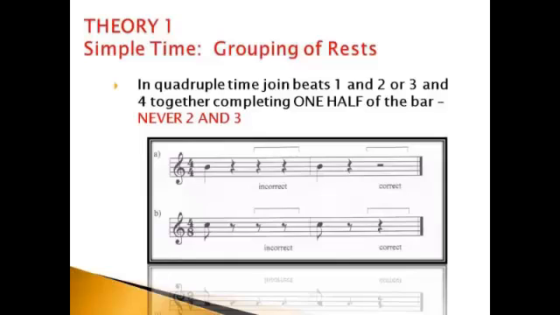When you're in quadruple time, which means that you're in 4/4 or 4/8 or even 4/2, you can join beats 1 and 2 together, and you can join beats 3 and 4 together, but you can never, ever join the second and the third beats together.